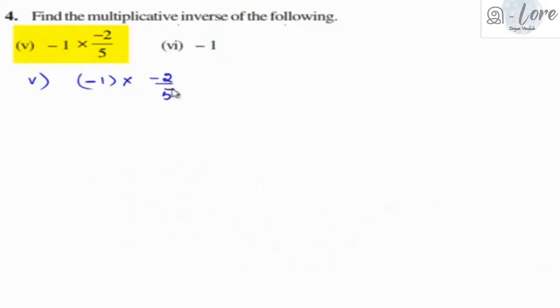Minus 1 into minus 2 by 5. Let us first find the product of minus 1 times minus 2 by 5. This is equal to writing minus 1 as minus 1 by 1 into minus 2 by 5. As we know, we multiply the numerators and the denominators to get the result. So minus 1 into minus 2 by 1 into 5. Minus into minus will be a plus, so 2 by 5. Now we need to find the multiplicative inverse of 2 by 5.